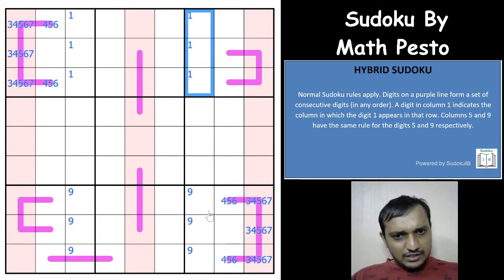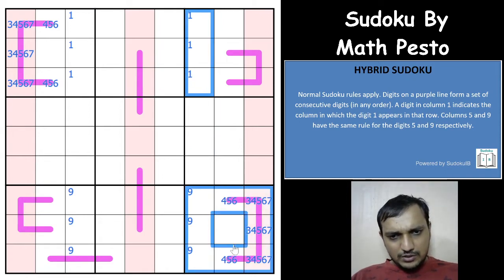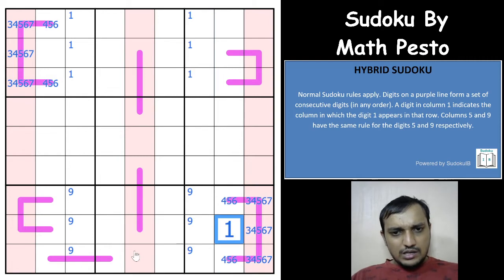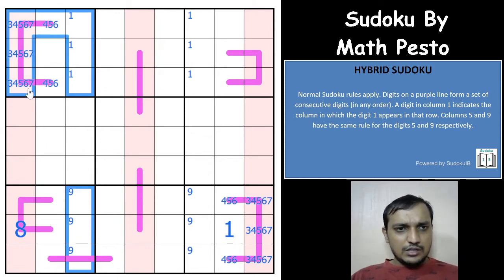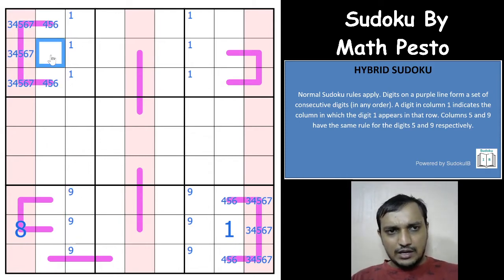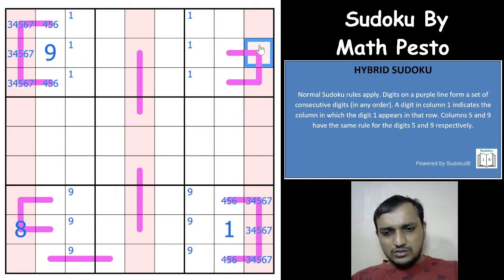And if you have a 1 here, 1 cannot be here, 1 cannot be here, so this cell would have to be a 1. That gives you a position of 1 for the column, that means this cell would have to be 8. So if you have a 1 here, which means 1 is in the 8th cell, and that gives you a position of 1. Same way you have a 9 here, 9 cannot be here, 9 cannot be here, so this cell would have to be a 9, which means it is in the second cell in that column, in that row.